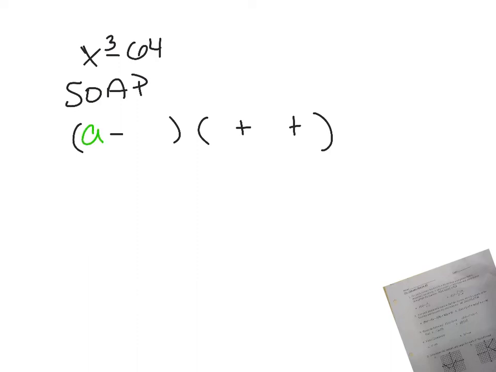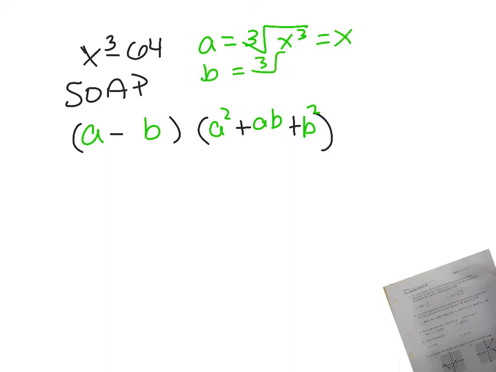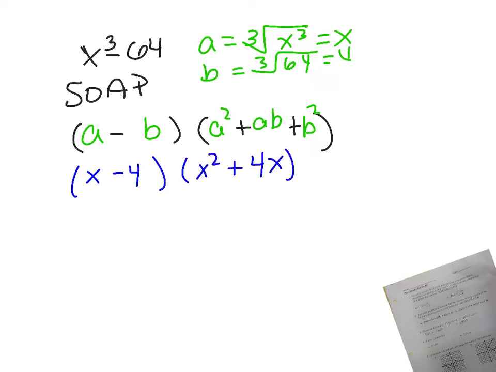Now remember, it's a squared, b squared, and in the middle is a times b. So a is the cube root of x to the 3rd, which is x. B is the cube root of 64, which is 4. So it's going to be x minus 4, x squared plus 4x, because it's 4 times x, and then at the end, it's 4 squared, it's b squared. And 4 squared is 16.